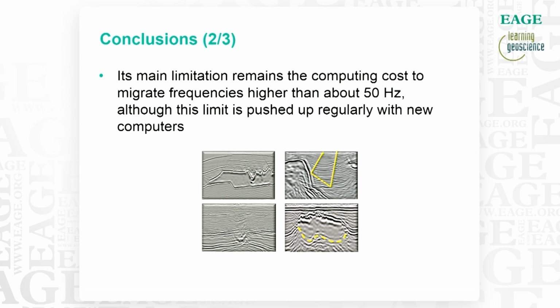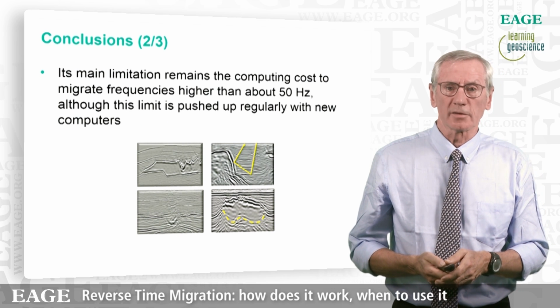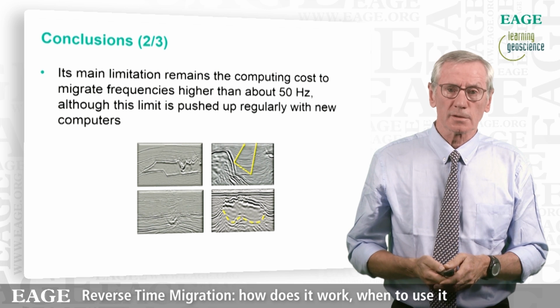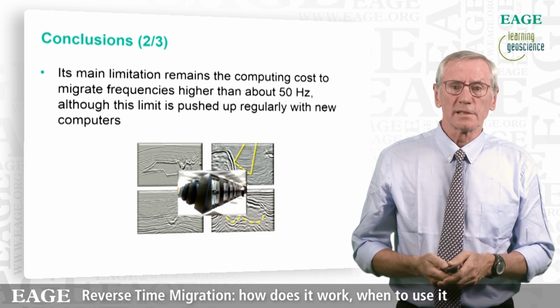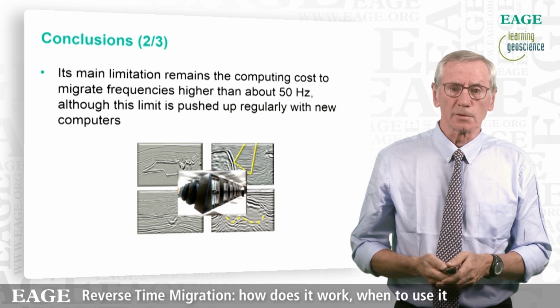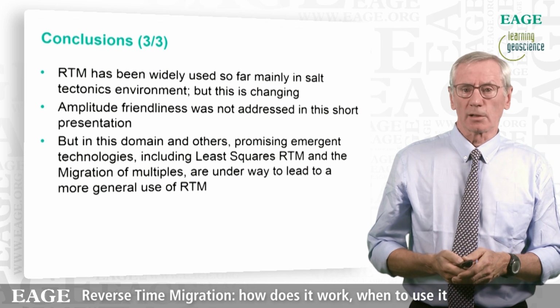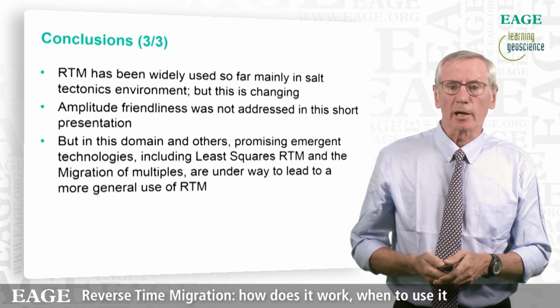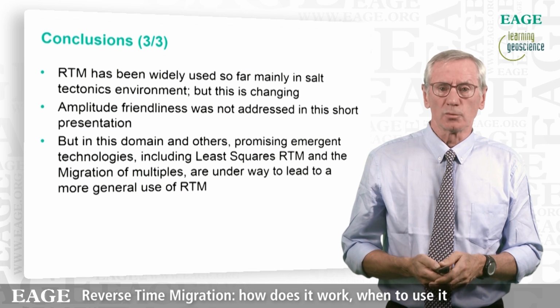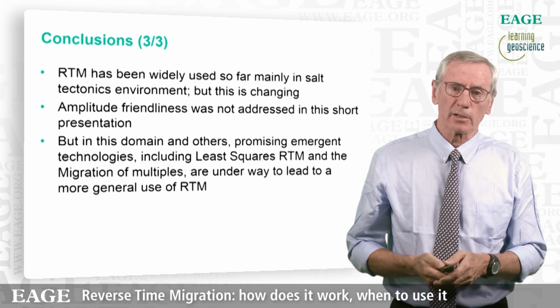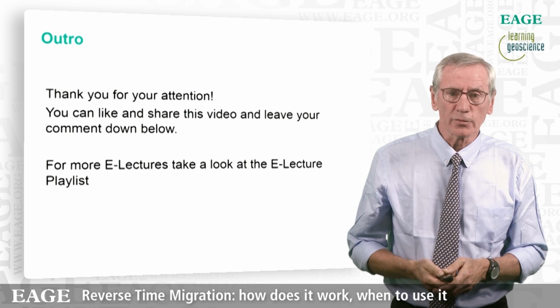Its main limitation remains the computing cost to migrate frequencies higher than, say, 50 Hz, although this limit is pushed up regularly with the new computers. RTM has been widely used so far, mainly in salt tectonics environments, but this is changing. Amplitude friendliness was not addressed in this short presentation, but in this domain and others, promising emergent technologies, including least squares RTM and the migration of multiples, are underway to lead to a more general use of RTM with big computers. Thank you for your attention.